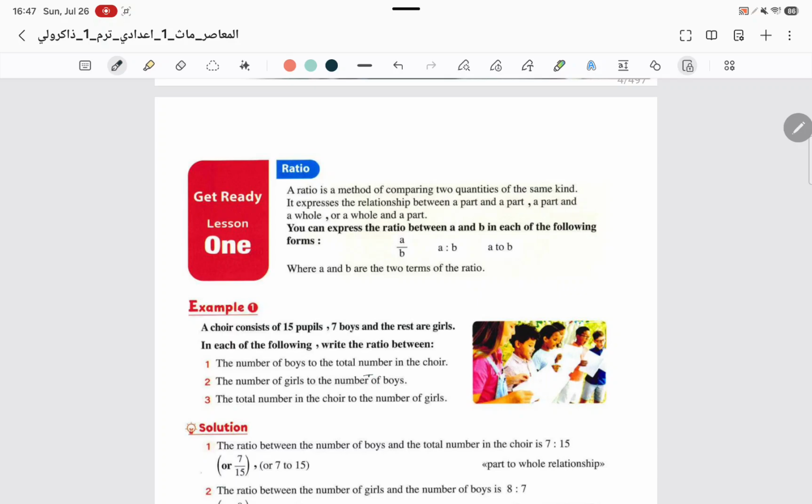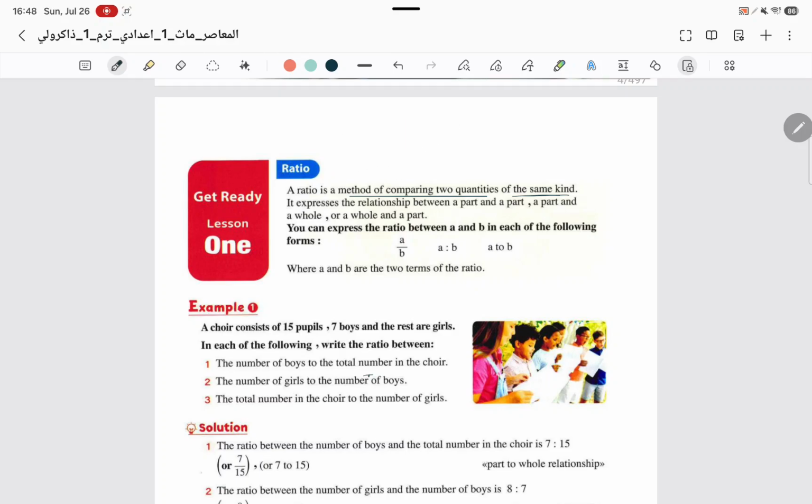The definition of the ratio here is the method of comparing two quantities. We have the first quantity and the second quantity, and we are trying to compare between them. But these quantities have the same kind or the same unit, and it expresses the relationship between a part and a part.